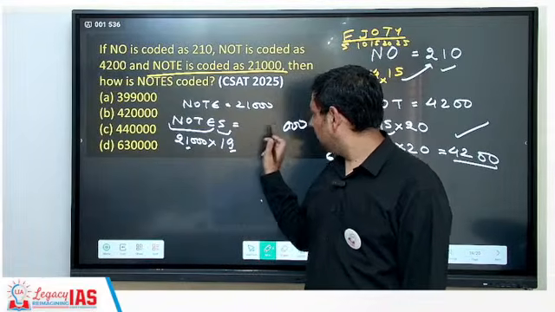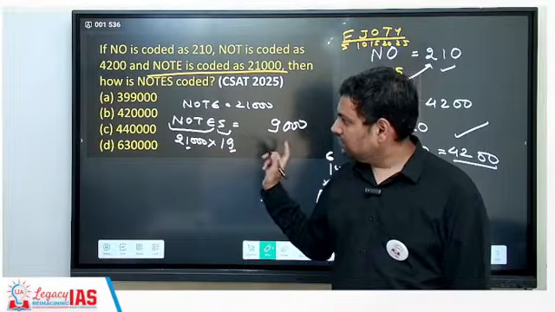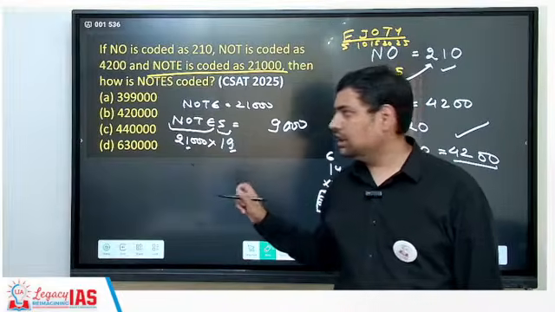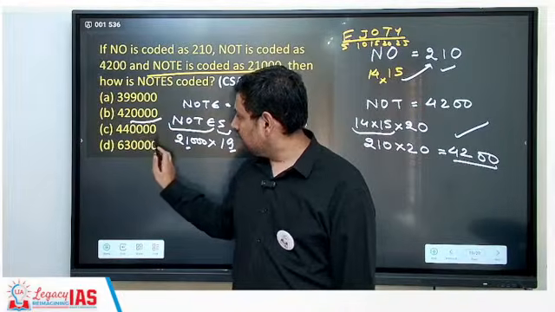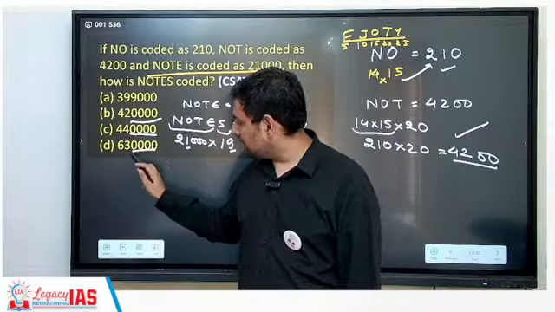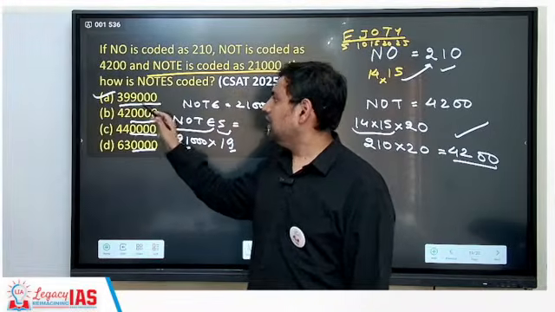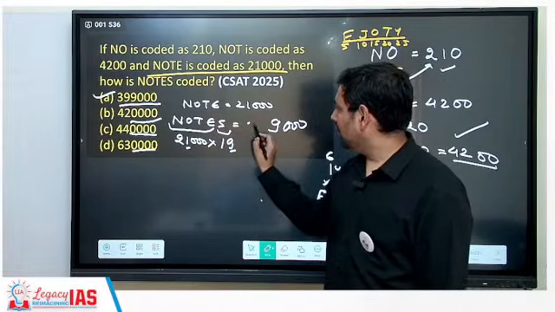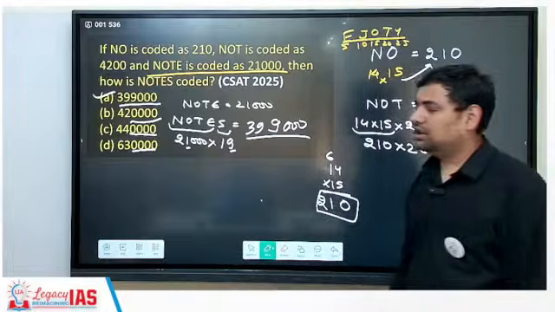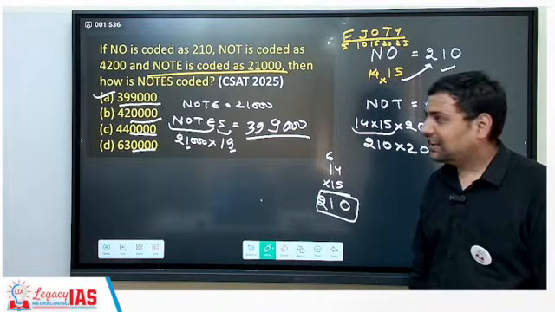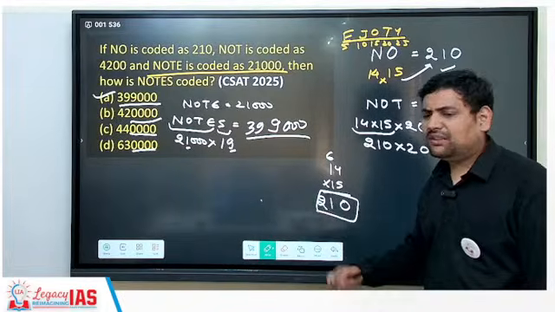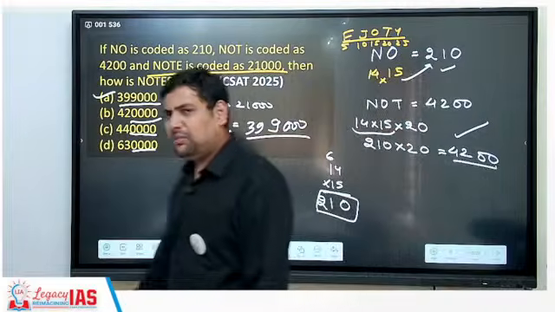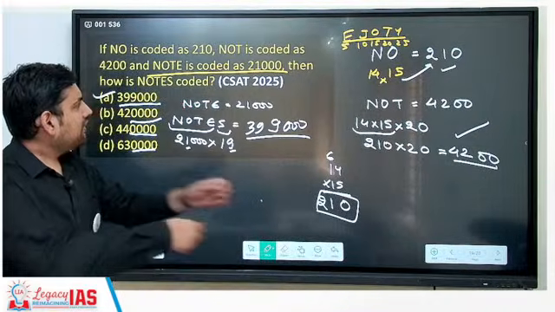9 into 1. What is the letter? 9. So the first letter after zeros should be 9. First letter after zeros 2, first letter after zeros 4, first letter after zeros 3. The answer becomes 399,000. If you want to multiply, you can multiply, you will get 399,000. Okay, simple.